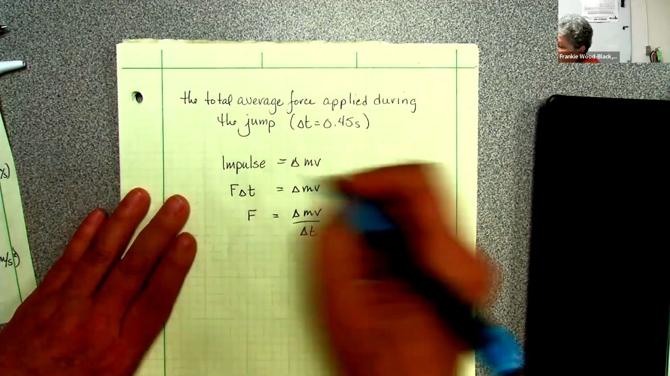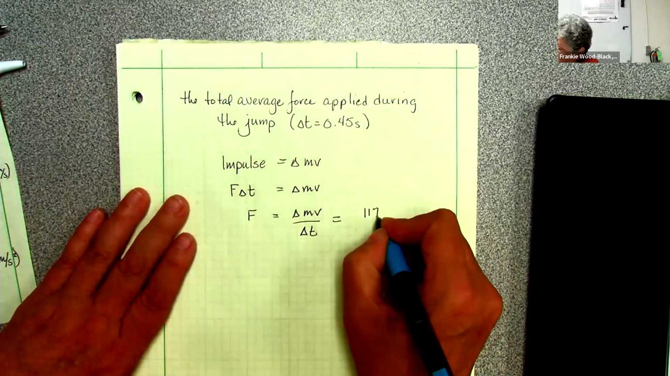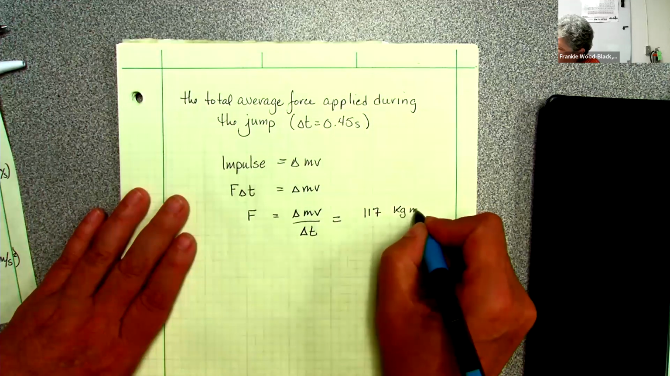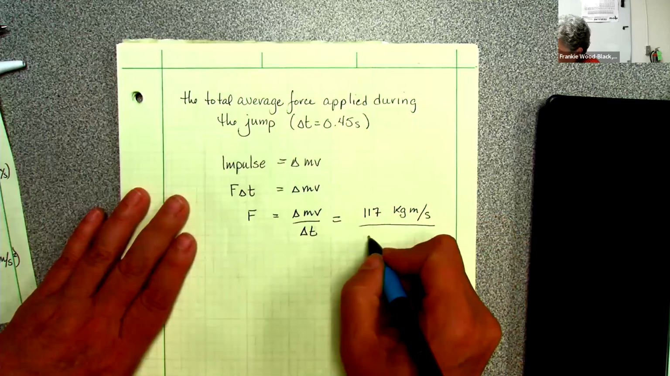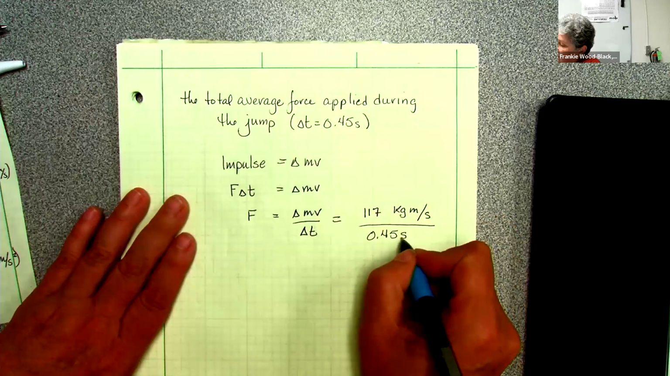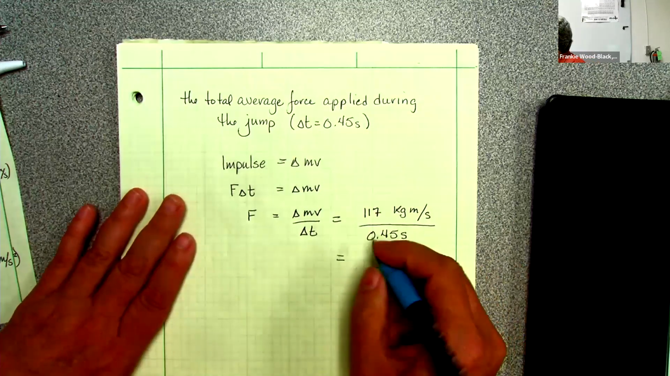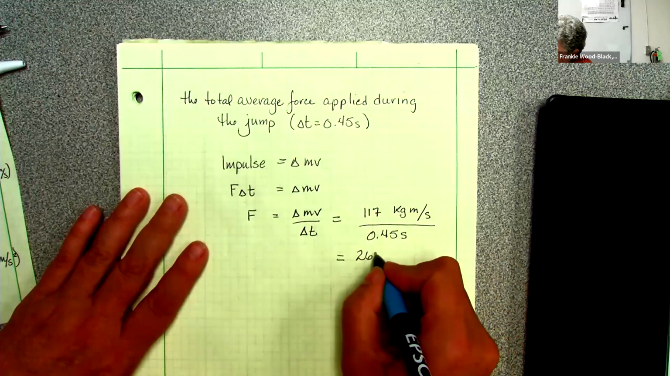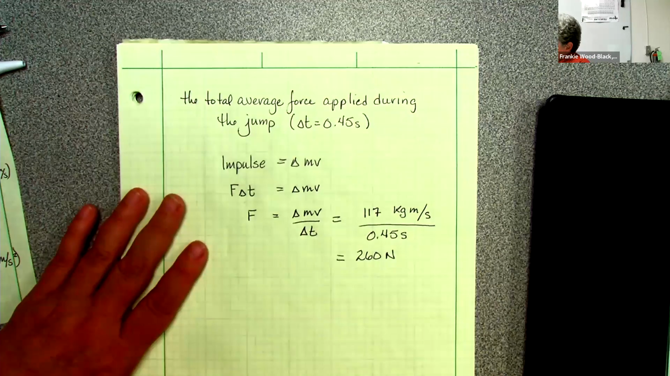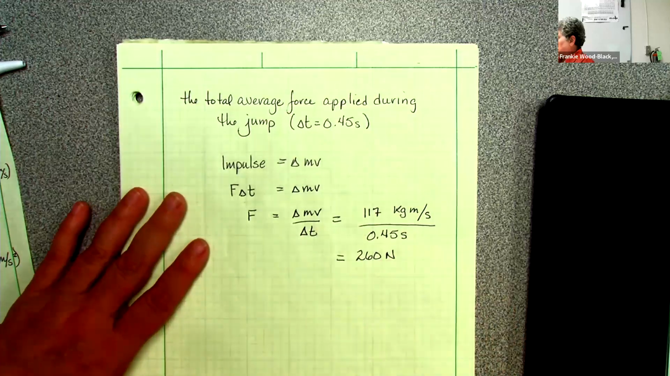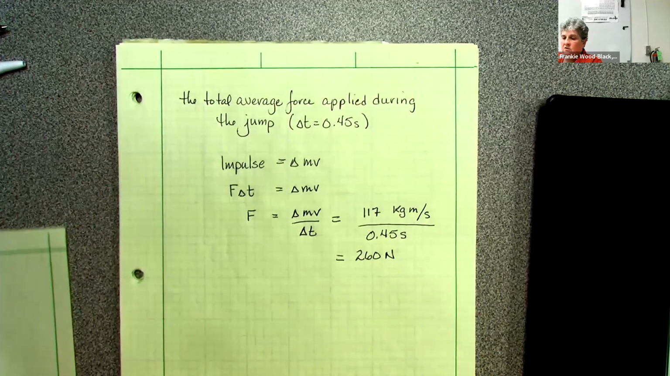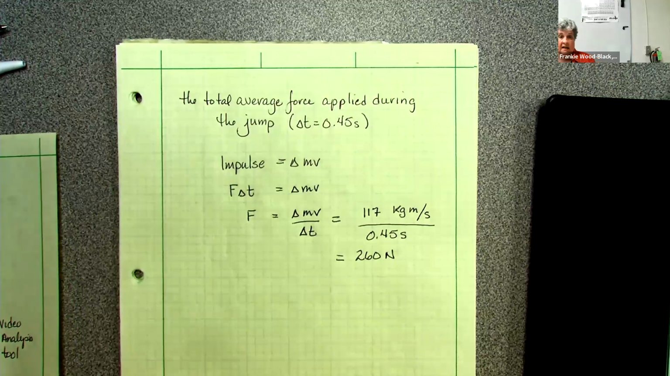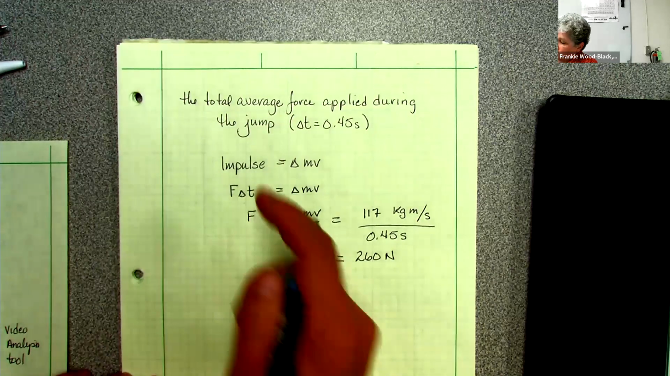We got this change in momentum is 117 kilogram meters per second divided by my time, which is 0.45 seconds. And so I would end up with a number that looks like 260 newtons would be the average force that my basketball player is applying during the jump in order to get that change. So it gives us just a slightly different way of looking at it. And so this is the force applied.